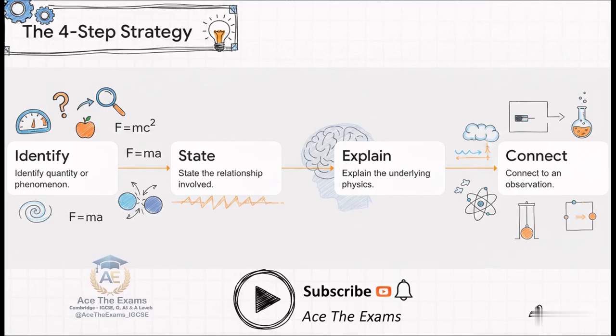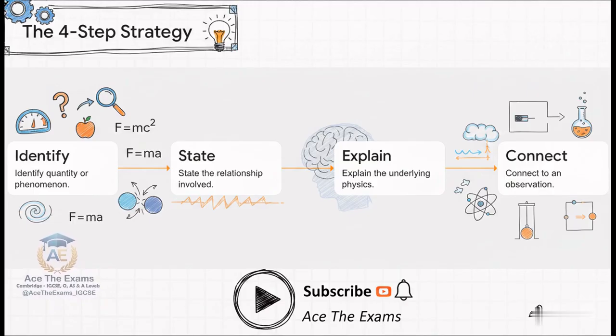Step 2, state the relationship involved. This is where your formulas or your core laws come into play, like naming Newton's third law. Step 3, explain the underlying physics. Why on earth does this relationship happen in this specific scenario? Step 4, connect it to an observation, experiment, or a real device. Bring it all the way back home to the question they actually asked you. This sequence is absolutely critical in physics because the highest scoring answers consistently show both deep understanding and practical application.